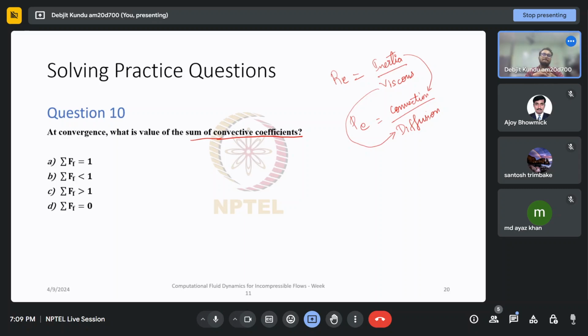Okay. So what happens to the sum of the convective coefficients, which is Fe minus Fw plus Fn minus Fs, equal to what at convergence? Is it equal to 1? Is it less than 1, greater than 1, or equal to 0?